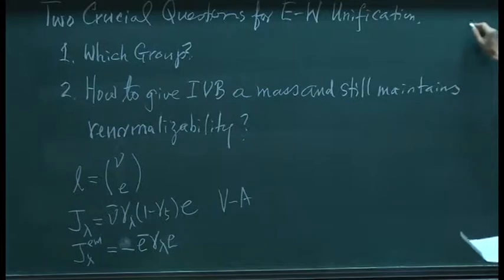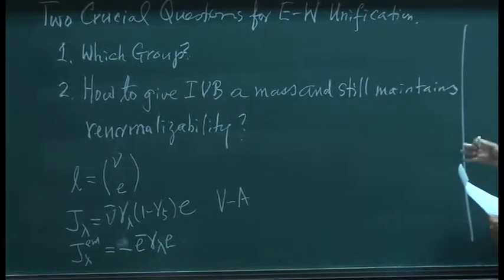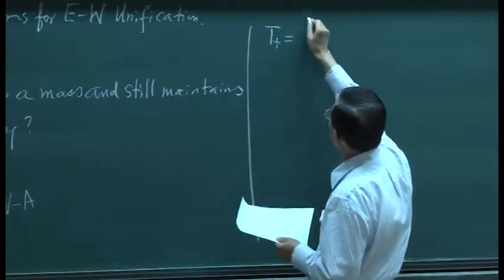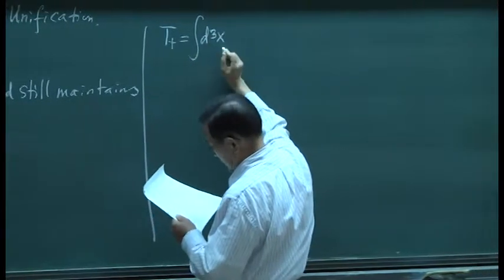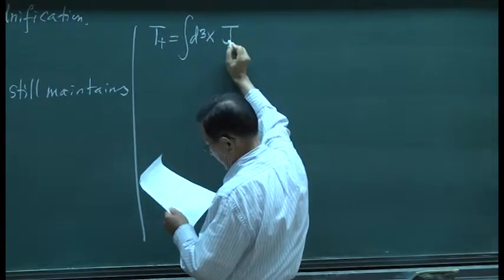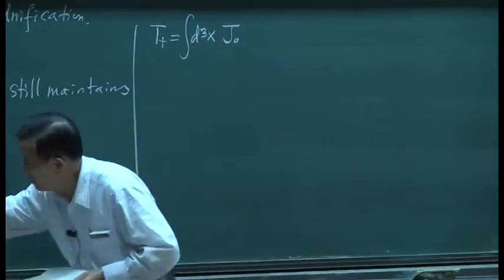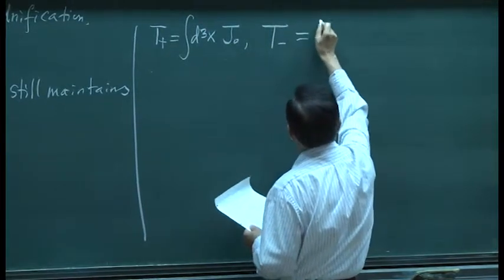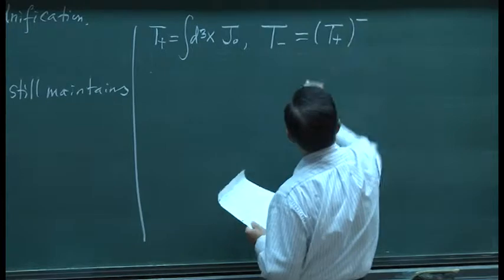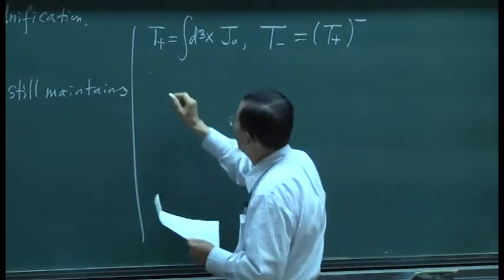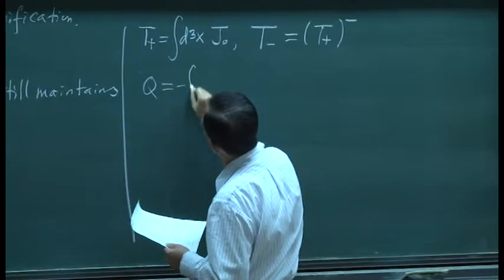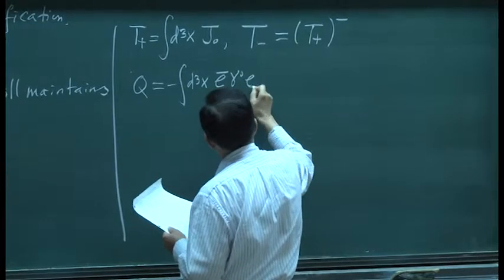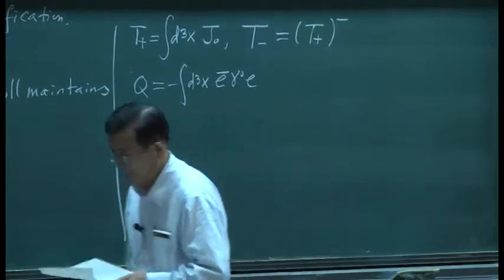So let's construct the following object called T plus. This is the generators for some gauge group, for example. T plus is 3x, and then a J 0 from here. Then the T minus will be just the T plus Hermitian conjugate. And then we have a charge, the electric charge, Q equals minus d3x e bar gamma 0 e.